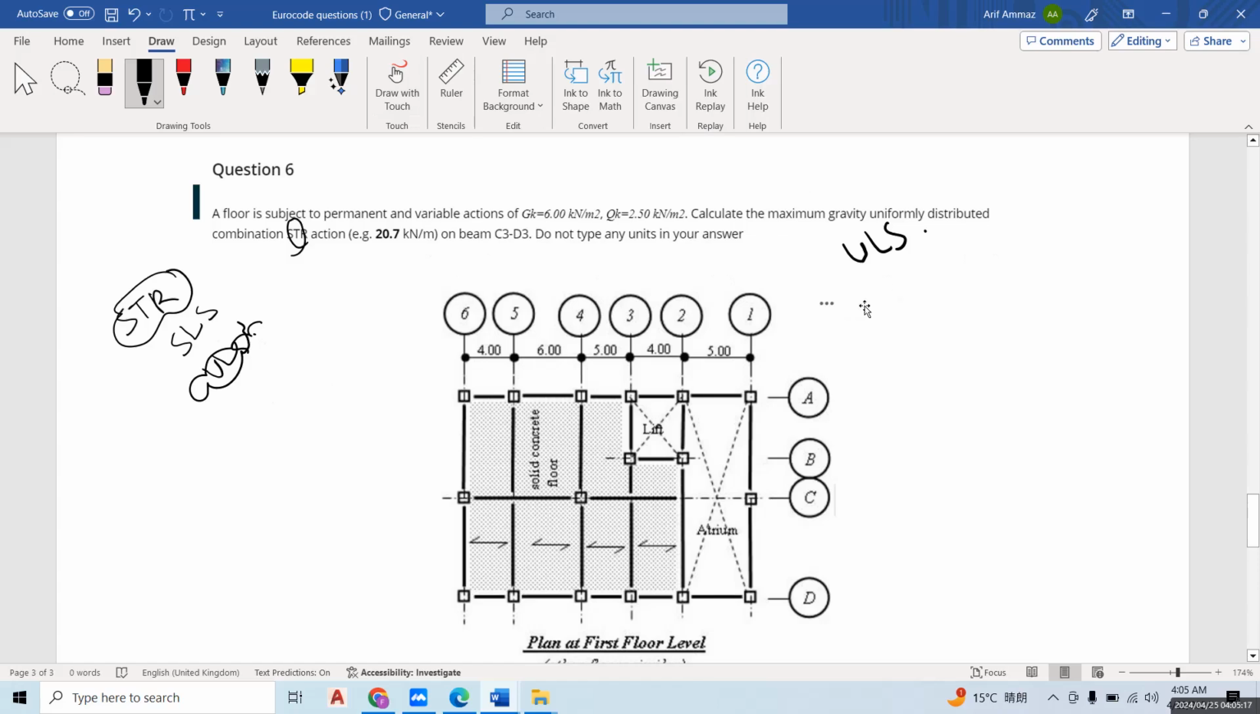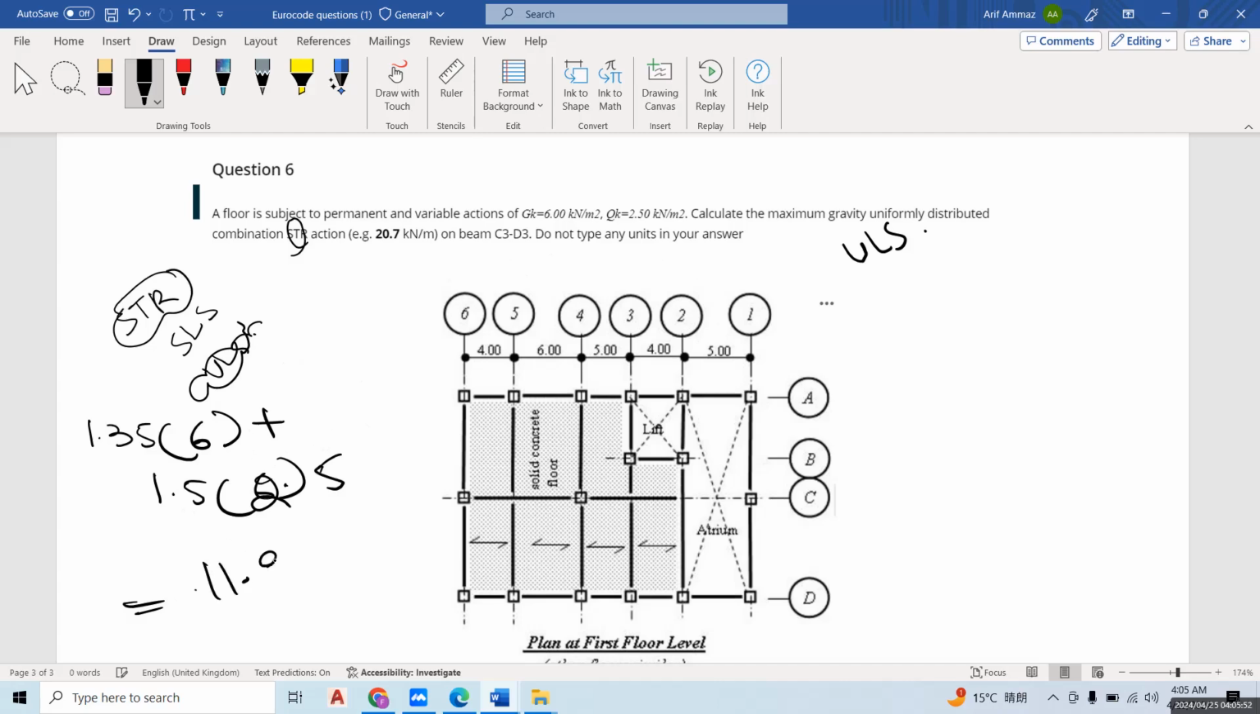Okay. Now what you need to do is increase this load. How can you increase it? You increase your load by 1.35 of this load, 6, and 1.5 of this, sorry, 2.5. So what is the value? 1.35 of 6 plus 1.5 of 2.5. So it is equal to 11.85 kilonewton per meter square.